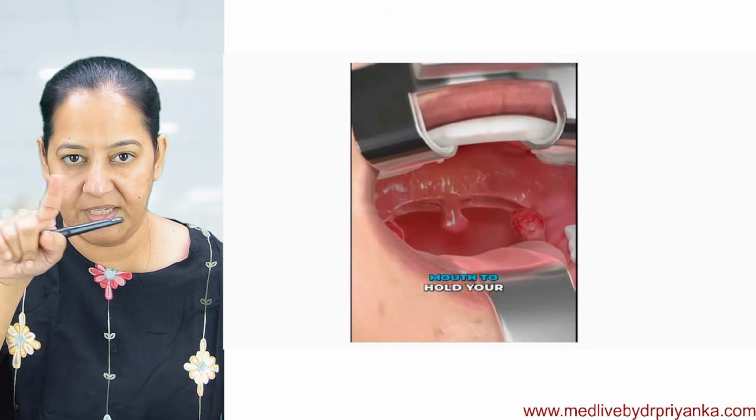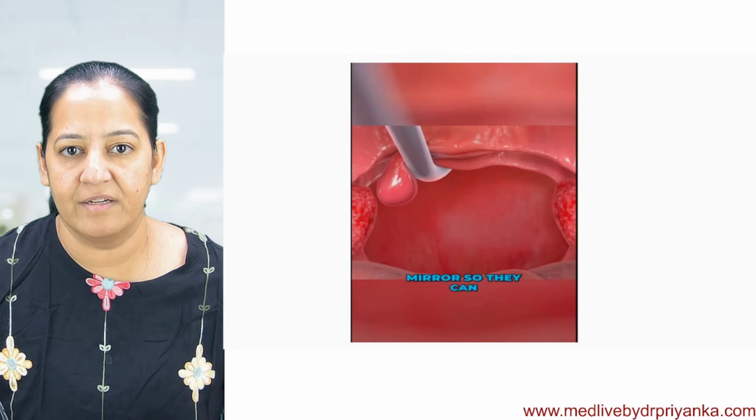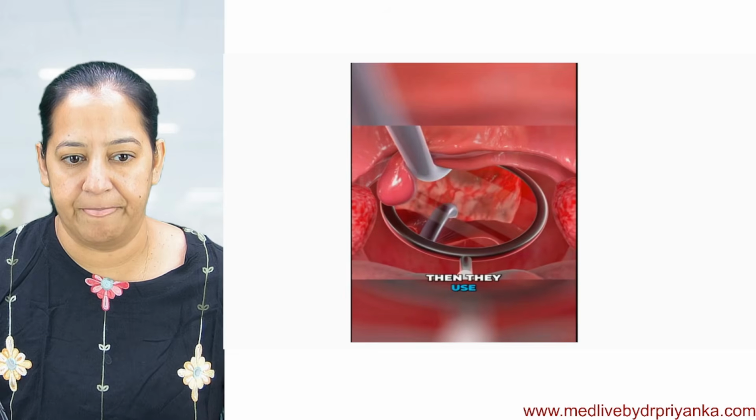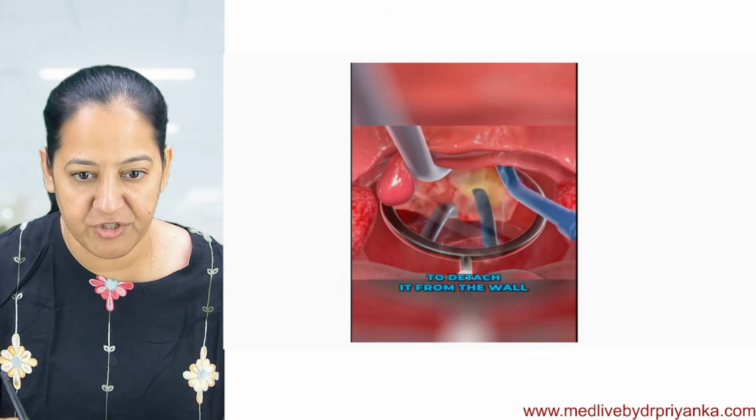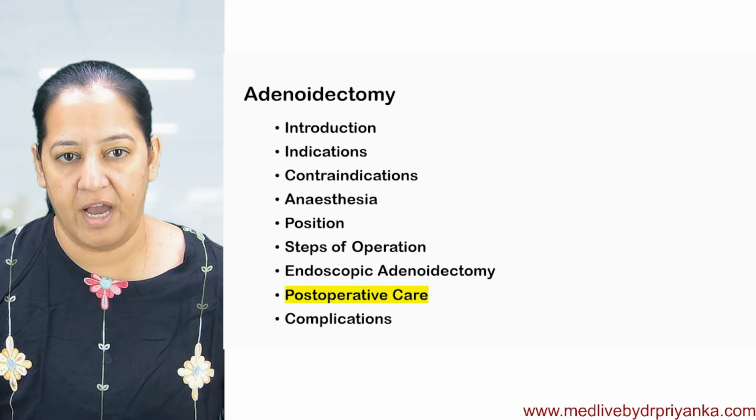So we are using the Davis mouth gag. We are going inside. You can see we are using the cautery. We are using the mirror. Appreciate the mirror. And this is how with the cautery, step by step, we are removing it. I hope you got it.